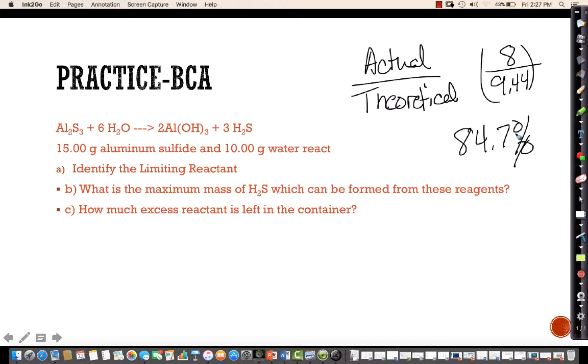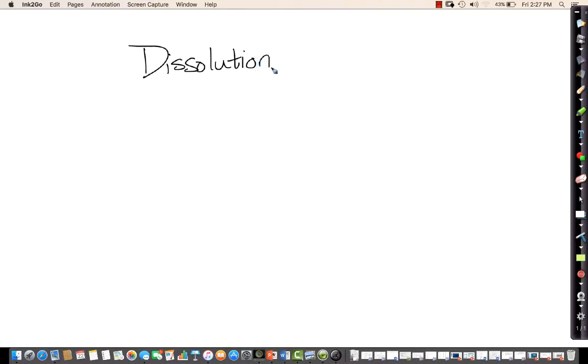Now, there was another thing I was going to go over. I was going to go over this BCA table, but actually I think there's something a little bit more important to go over, and that's going to be the reaction of something dissolving. So not necessarily the reaction, but writing the equation for when a substance dissolves. So the dissolution equation. This is another way to say dissolving.